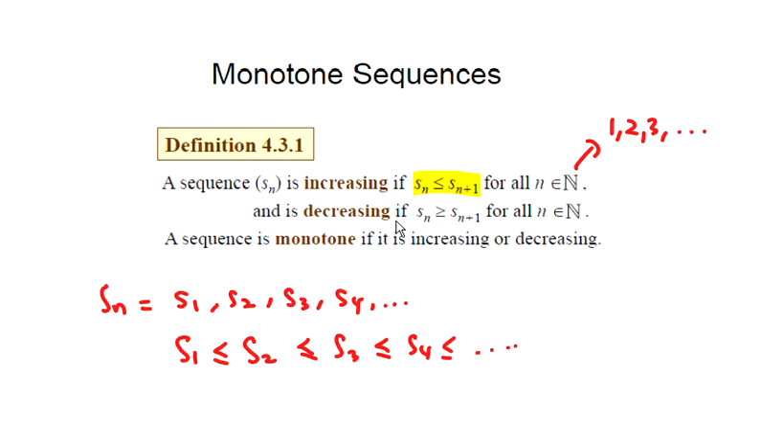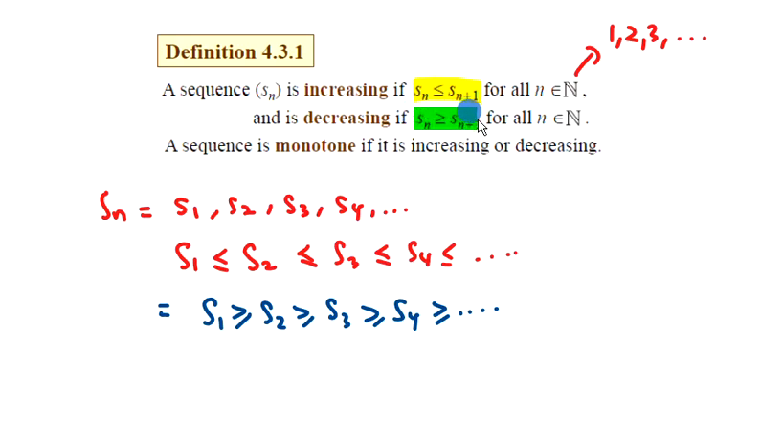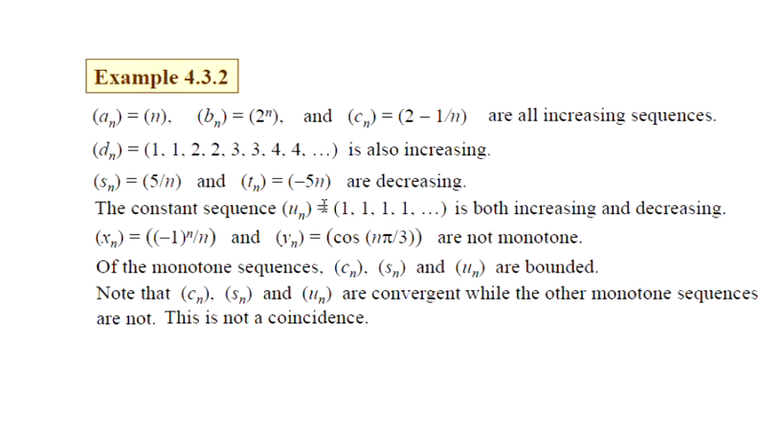Next, decreasing. For a decreasing sequence, S sub 1 must be greater than or equal to S sub 2, and then greater than or equal to S sub 3, greater than or equal to S sub 4, and so on. Okay, so you need to remember the definition of increasing and decreasing sequence given by this. Now we look at the examples.